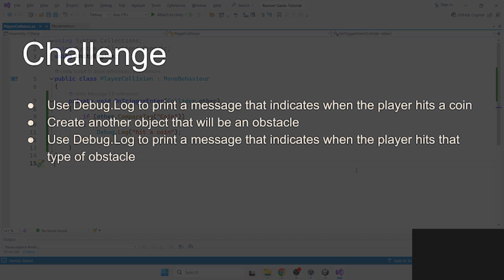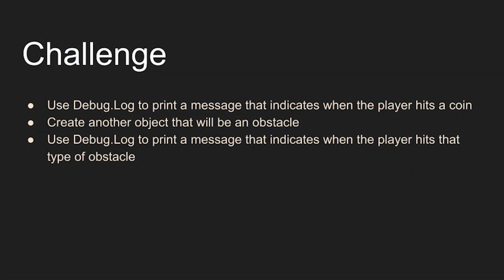So your challenge for this video is to, first of all, print a message when the player hits a coin, and then create another object that will be an obstacle if you don't have one already, and use Debug.Log to print a message that indicates only when the player hits that specific type of obstacle. So that's your challenge. I'll let you pause the video and give it a try.